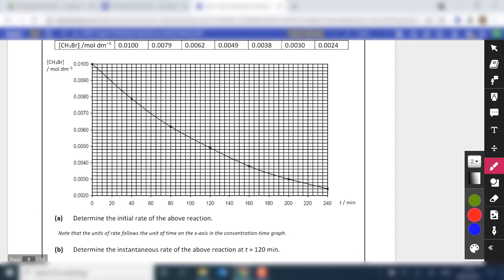Then over here, they ask you to determine the initial rate of the above reaction. You have to look at it from your own lecture book, and of course you draw a tangent that goes through time equal to zero. It's difficult for me to draw on the screen, but very roughly it should look something like this. If I start drawing a tangent over here, I will just draw a straight line. It's definitely difficult because I can't use a ruler. So like this, all the way down. Something along this line.